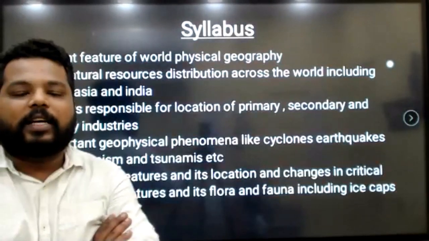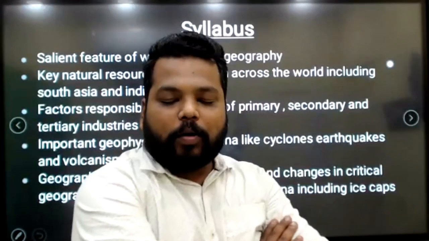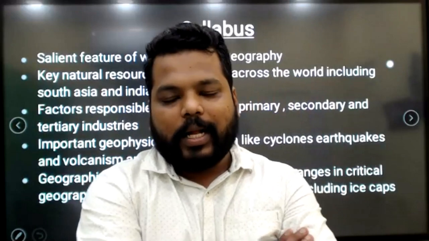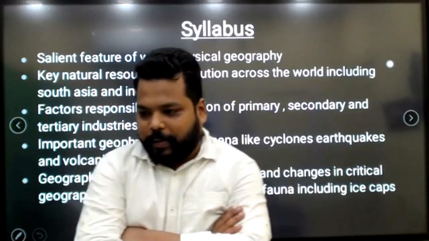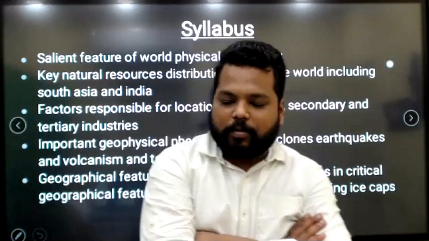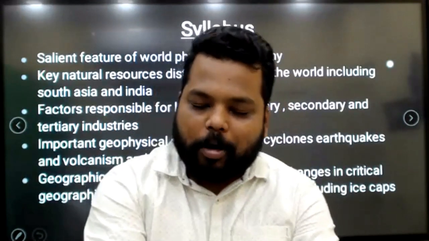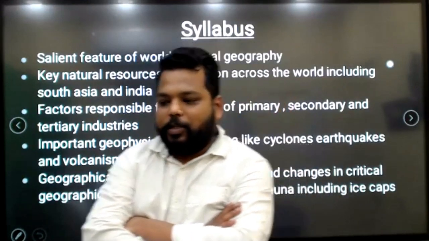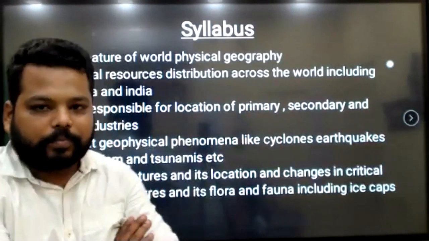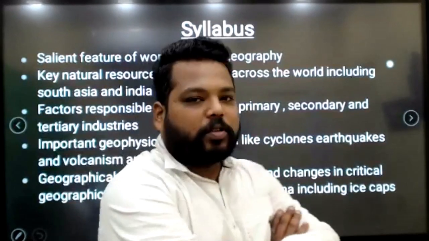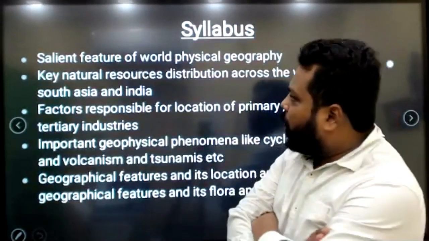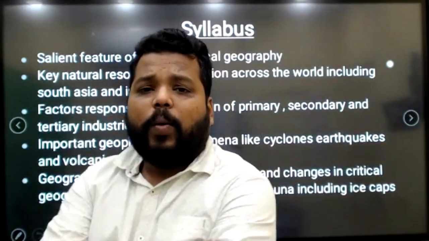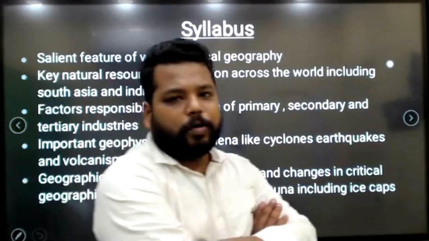So within the world physical geography, we have 3 major aspects, 3 major branches of geography. And those 3 main branches of geography include geomorphology, climatology, and oceanography. Do remember this particular point. In this salient features of world physical geography, you have 3 aspects. One is geomorphology, one is climatology, one is oceanography.